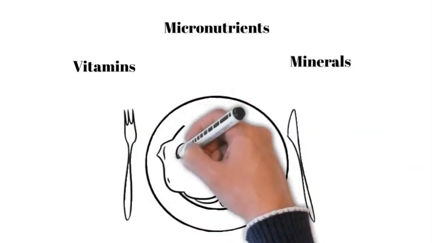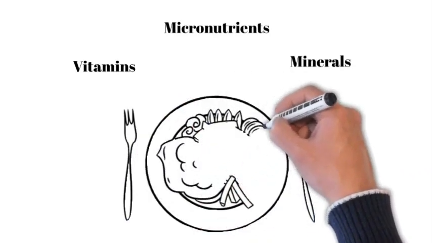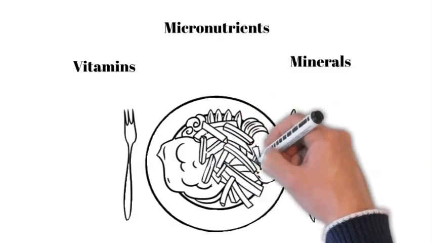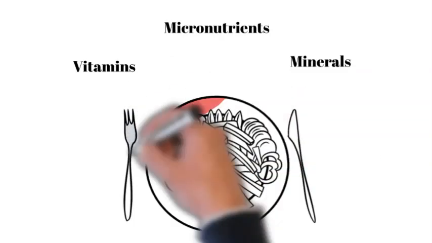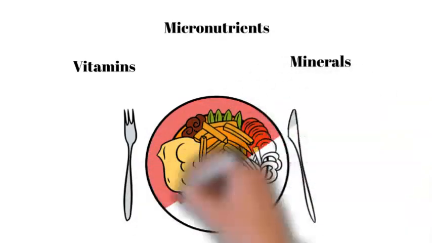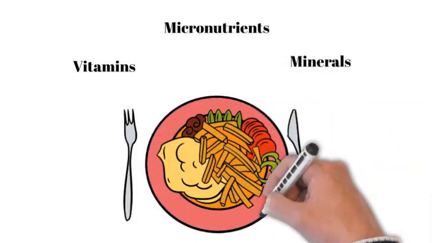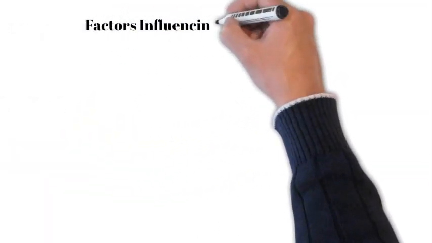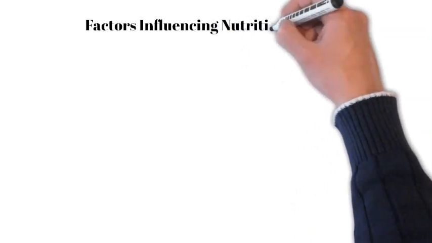Minerals are inorganic compounds that are essential for proper body function, including bone growth and maintenance, fluid balance, and nerve function. They are found in foods such as dairy products, meats, grains, and leafy vegetables. Factors influencing nutrition vary, and it is important to consider the social determinants of health when assessing patients.